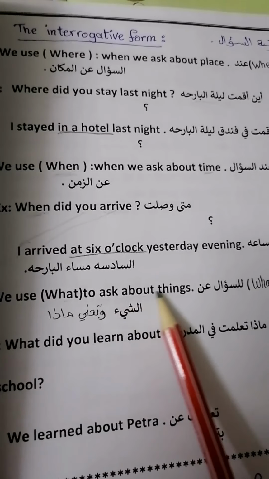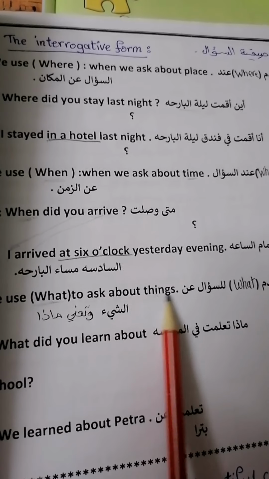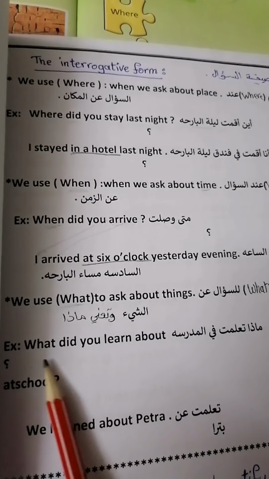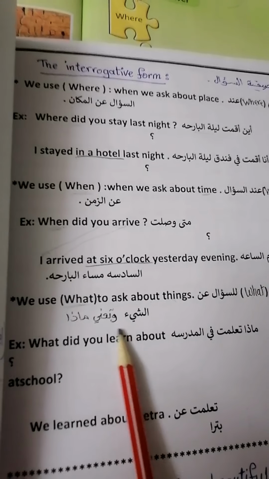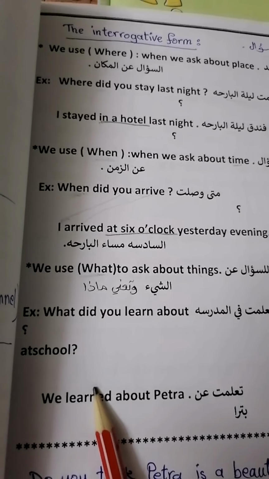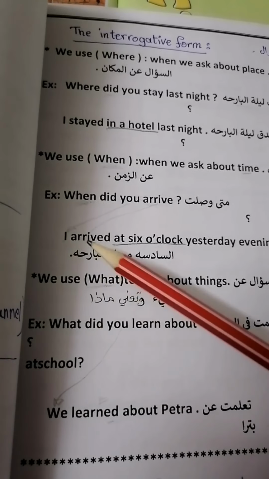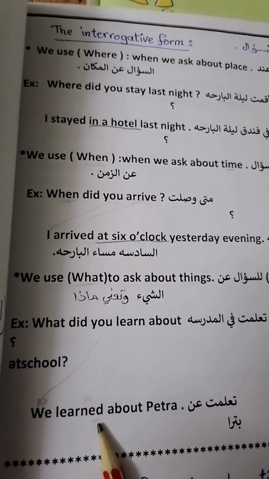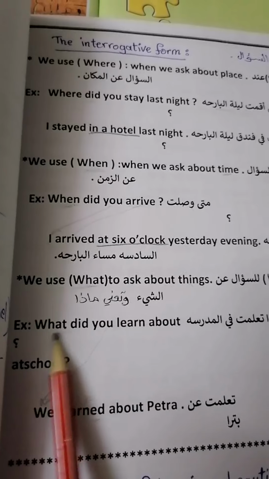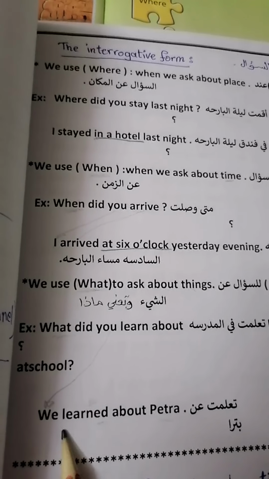We use what to ask about things, or sometimes about names. What did you learn about at school? This is the infinitive verb here. The verb will change to the past form. We add ed. You will become we or I, as I told you. We learned about Petra. Now the question with what asks about a specific thing that is not mentioned, but in the answer we mention it. What did we learn about? About Petra. Okay.